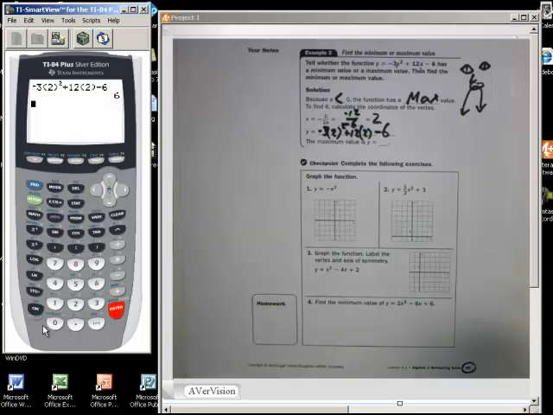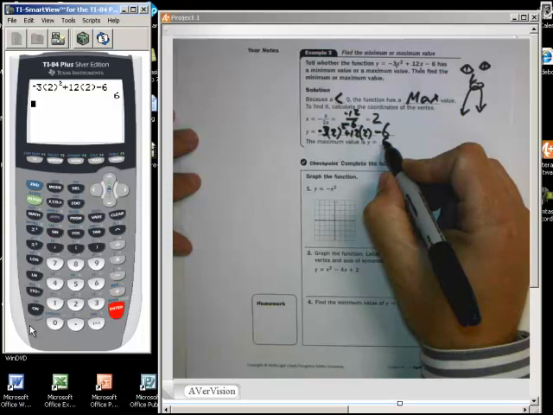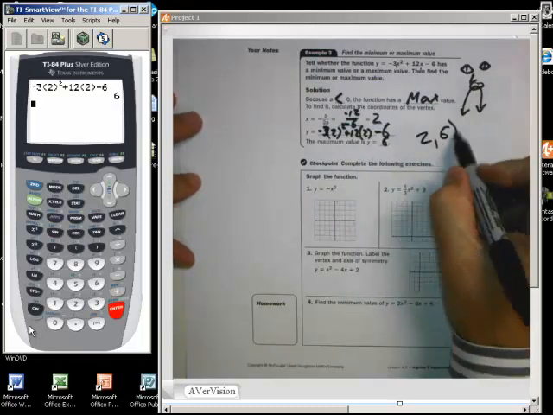So I have the point. The maximum value of y is 6. The highest that this graph is ever going to reach is 6. My vertex is the point (2, 6).